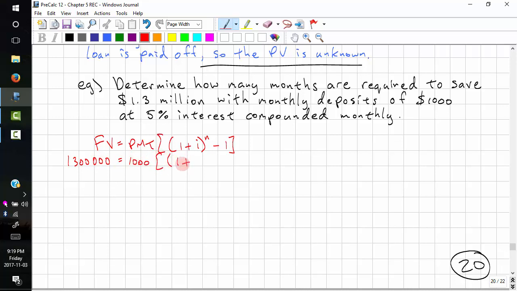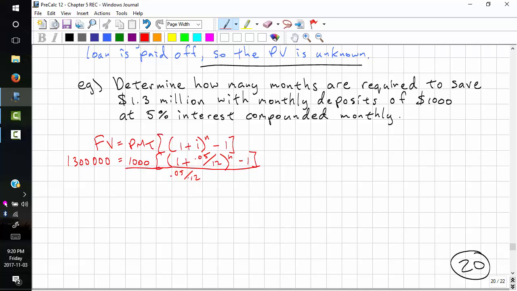And 1 plus the interest rate per compounding period, 0.05 divided by monthly compounding, which is 12. And n is just the number of payments. And we divide this by 0.05 over 12. Now we just do some algebra. It's best to do all the algebra at once before we plug it into our calculator. That way we avoid any rounding errors.